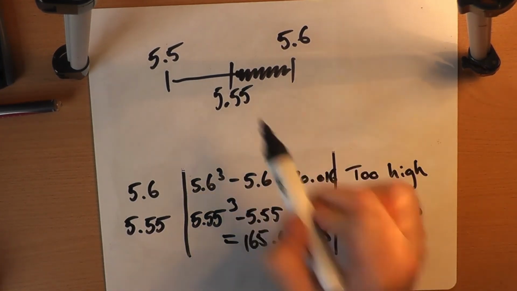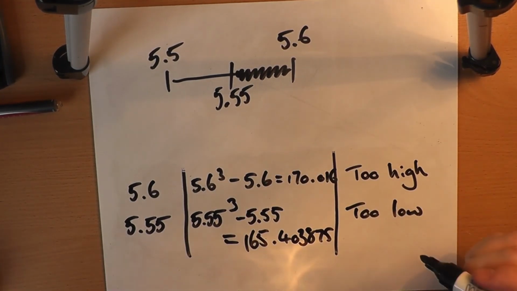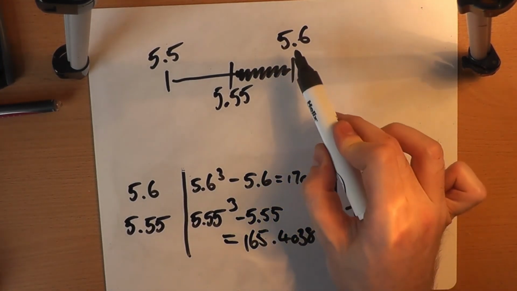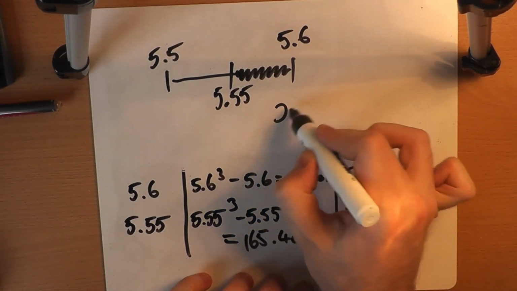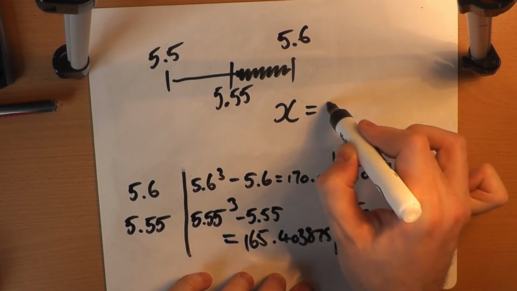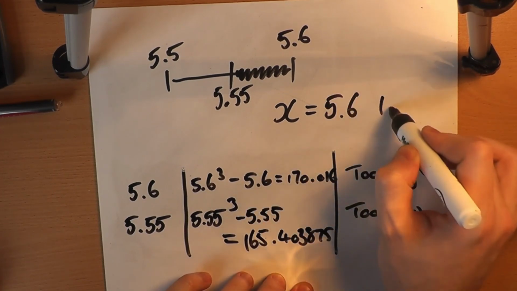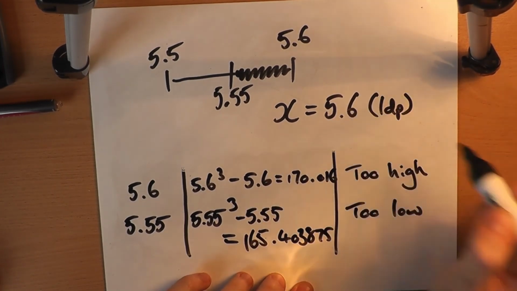Any number in there, including the 5.55, when we round it to 1 decimal place, we'll have to round up to the 5.6 because it's more than that 5 halfway point. So our answer then, x equals 5.6, correct to 1 decimal place.